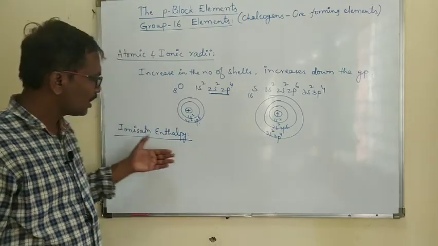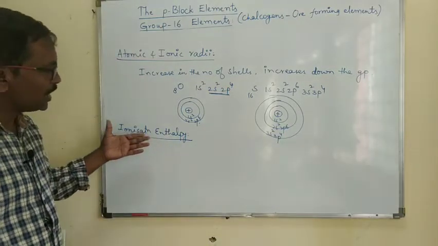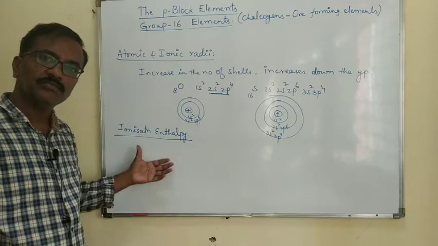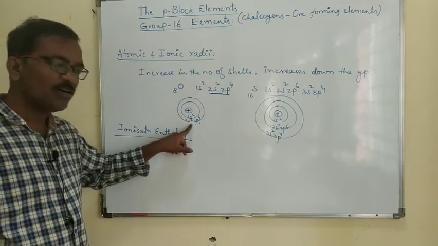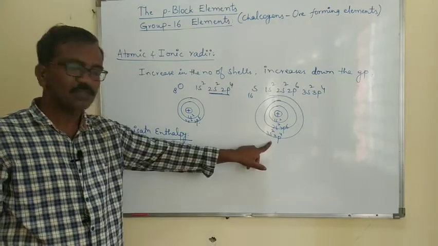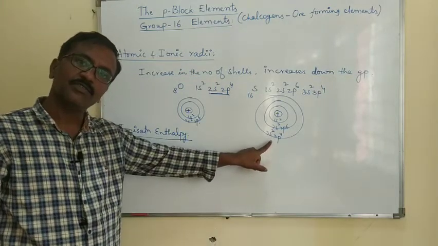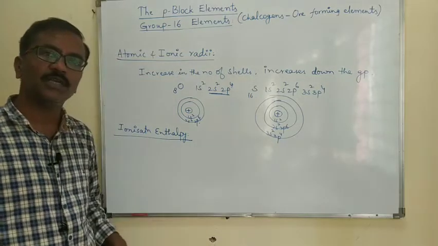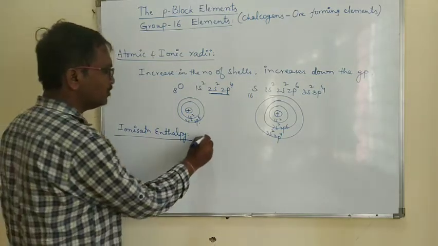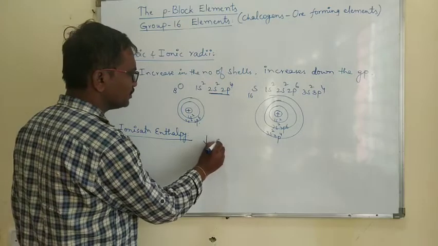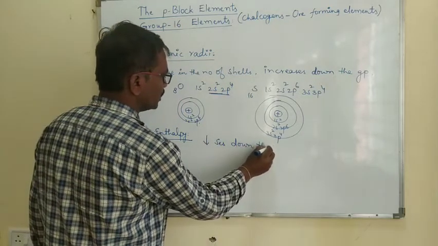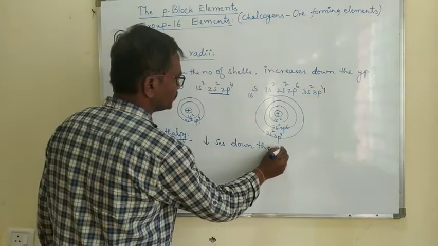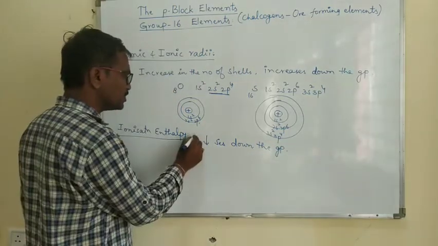So, ionization enthalpy: which one requires more energy? Oxygen requires more energy, and this one requires less energy to remove the electron. So ionization enthalpy decreases down the group. This is the first point.